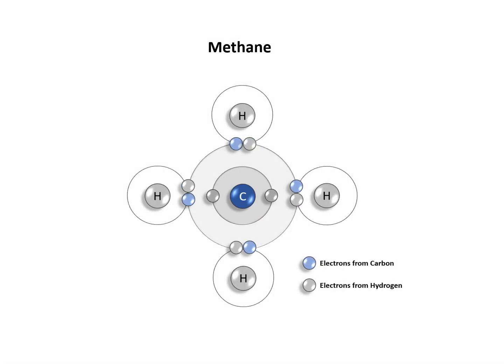This is the same image of carbon you saw a few slides ago. Its outermost shell had 4 valence electrons, but to be stable, it needed 4 more. Those extra electrons came from 4 hydrogen atoms, each contributing 1. This is how a methane molecule is formed. Carbon shares electrons with hydrogen to complete its shell. And just like that, a stable molecule is born.